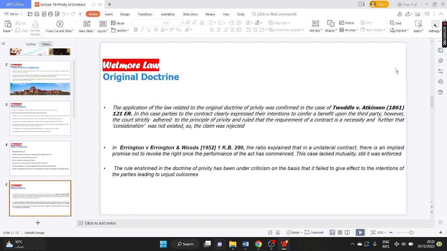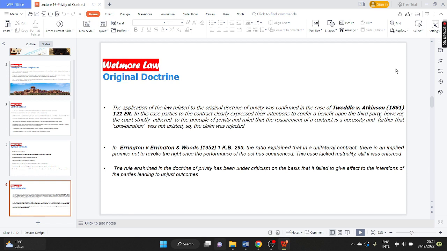Original doctrine. The application of the law related to the original doctrine of privity was confirmed in the case of Tweddle and Atkinson. In this case, the parties to the contract clearly expressed their intentions to confer a benefit upon the third party. However, the court strictly adhered to the principle of privity and ruled that the requirement of a contract is a necessity, and further that consideration did not exist. So the claim was rejected.